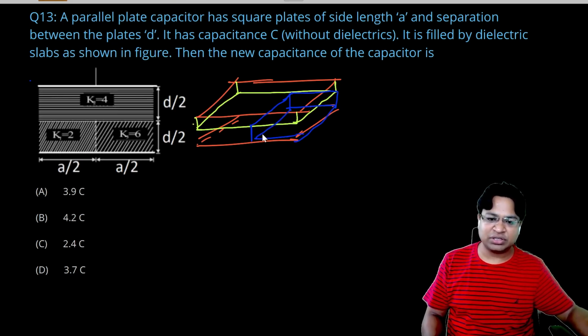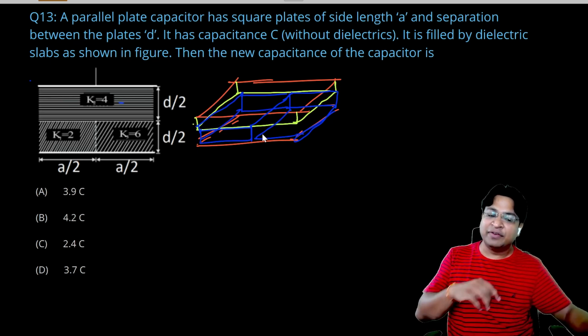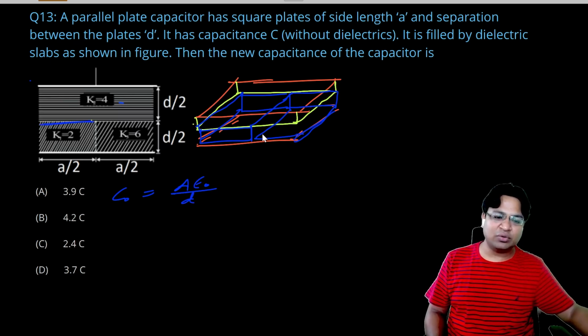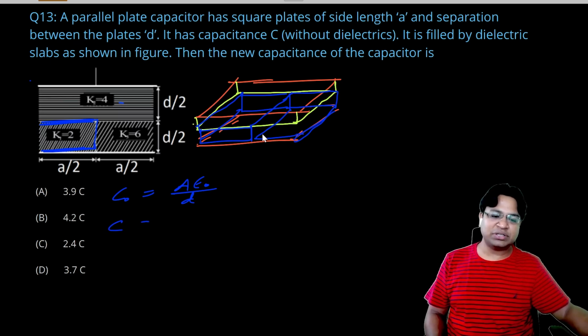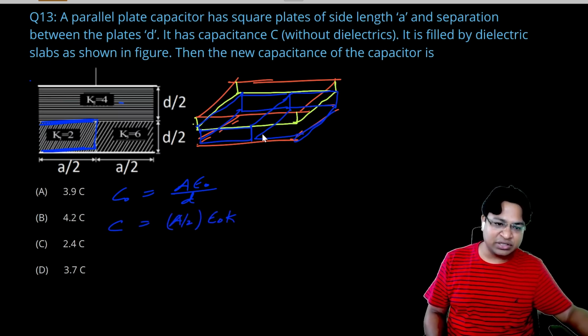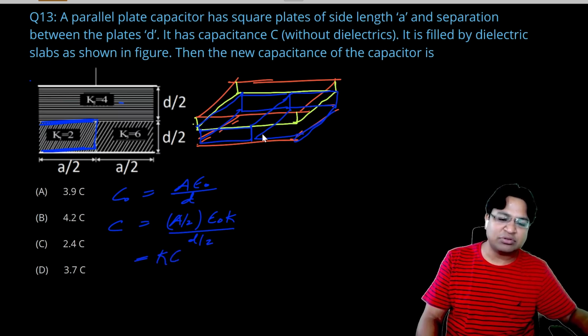So this is the situation, guys. I hope you get the figure now. There are a total of three slabs, one this one and two this one. Without any dielectric, I will write capacitance as area of the plate into epsilon naught by d. Now, if I consider only this portion as one capacitor, with one plate here and the other plate here, then the capacitance would be area of the plate, which becomes A by 2, then epsilon naught, then k, divided by d by 2. So it ultimately becomes k times C naught.